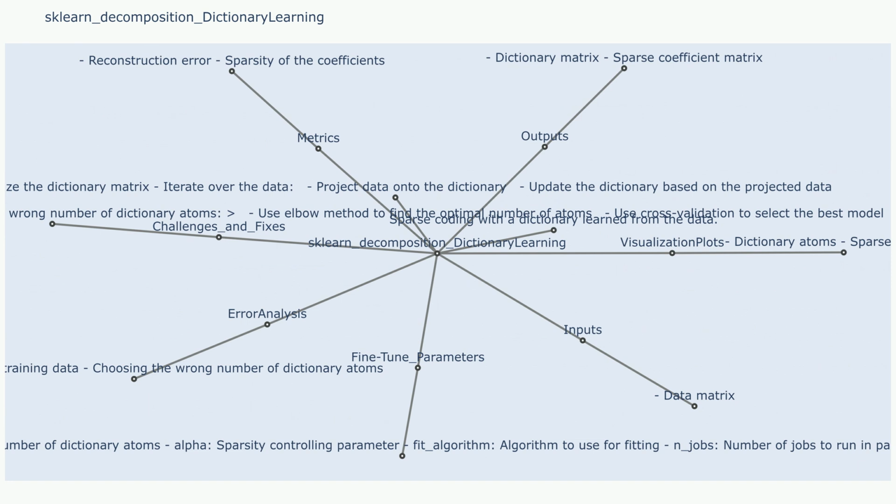Fixes to challenge 2. Experiment with different values of n_components. Consider cross-validation and use visualization techniques to assess the quality of the learned dictionaries for different values.